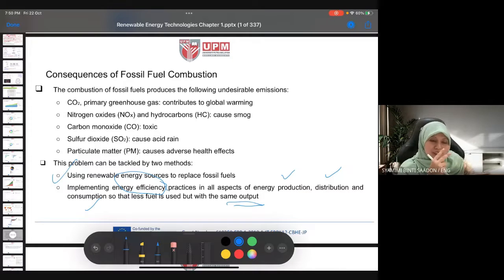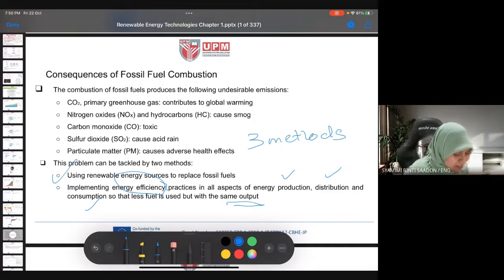Means there are two methods to tackle, to overcome the problem of global warming. So actually another one is recycle, reduce, reuse. 3R, 5R kan. 3R, 5R: reduce, reuse, recycle. Saya ada 3 lah. Three methods that usually kalau apa industri dia promote 3 ni lah.